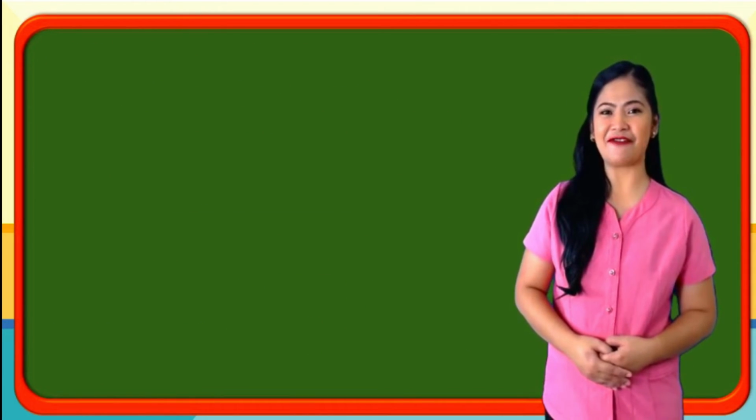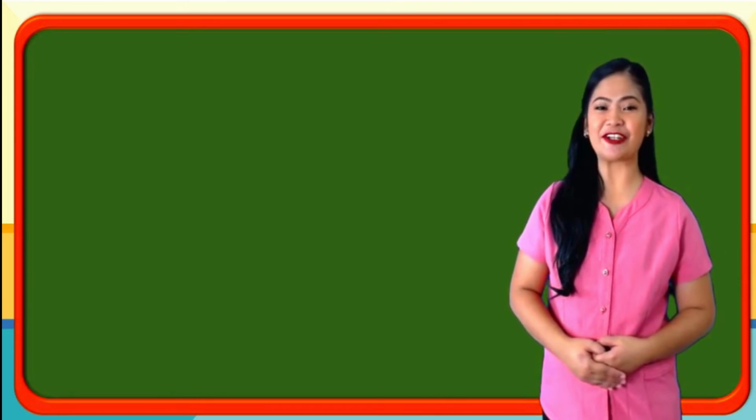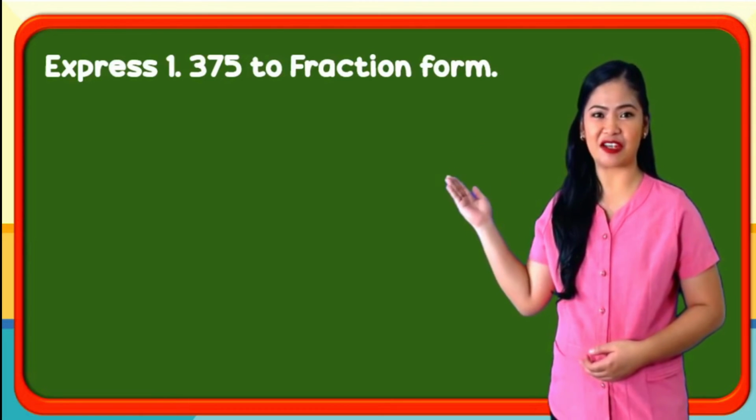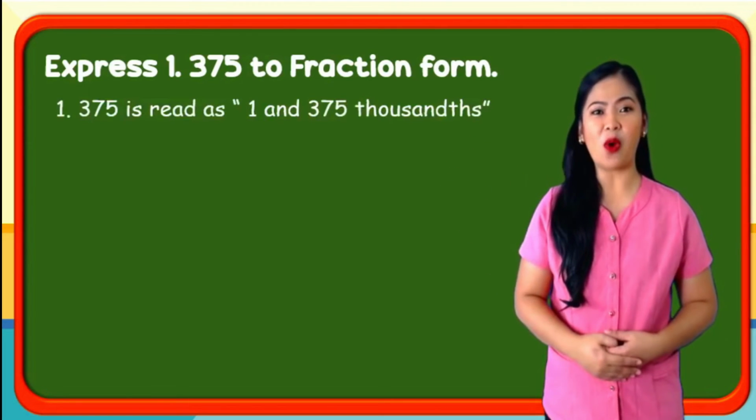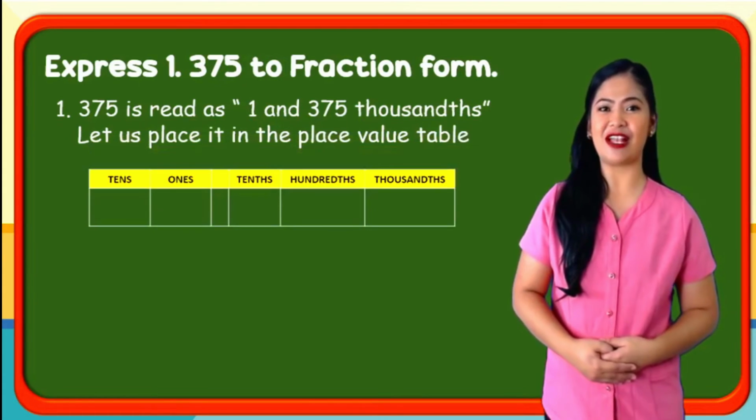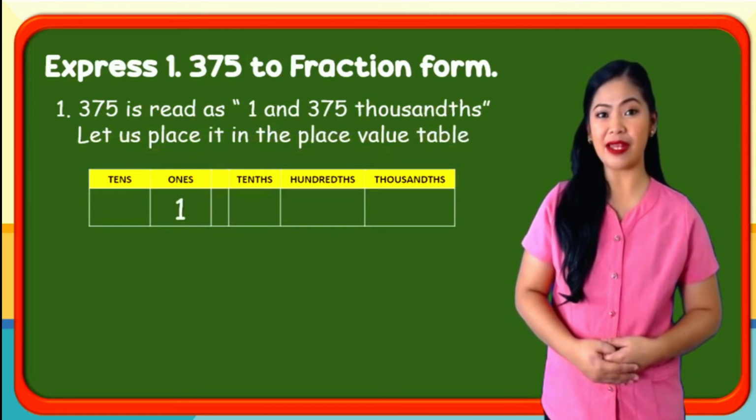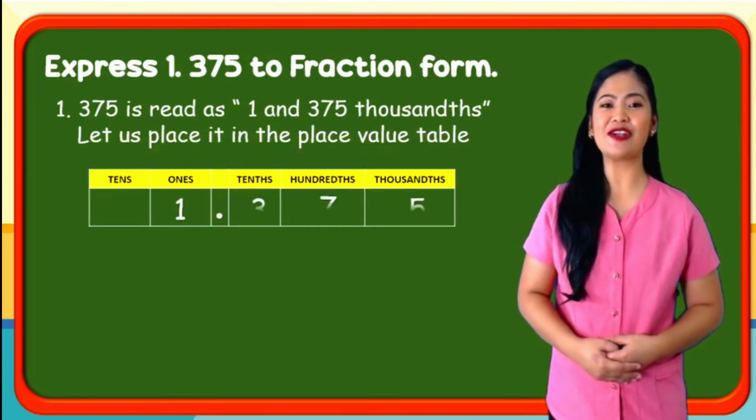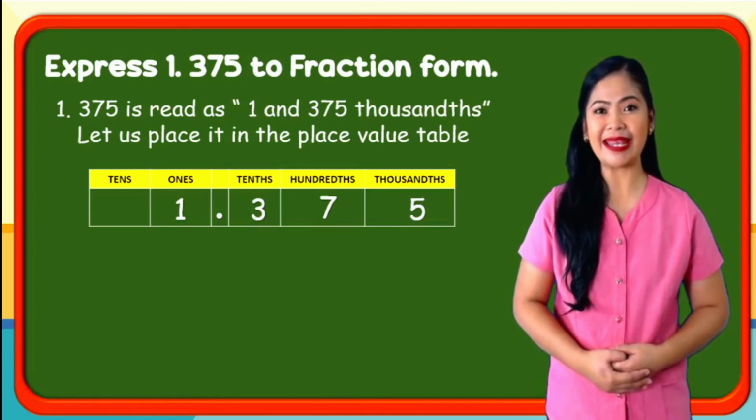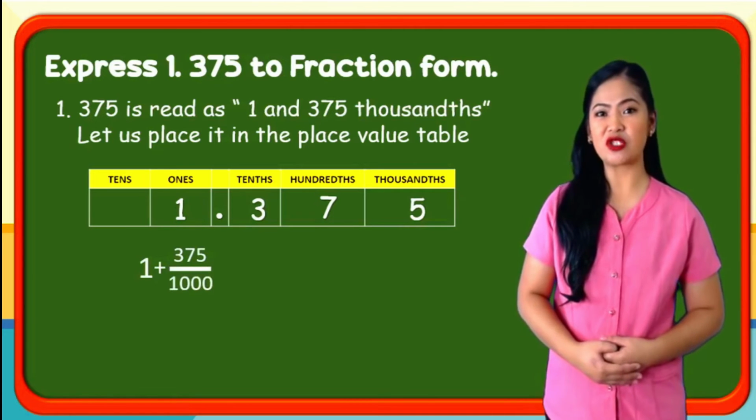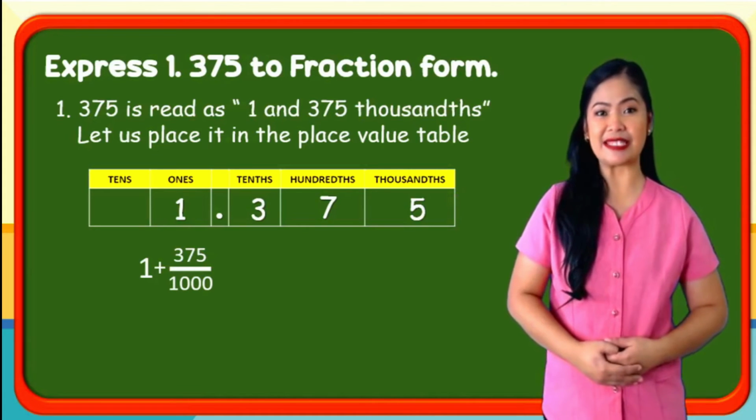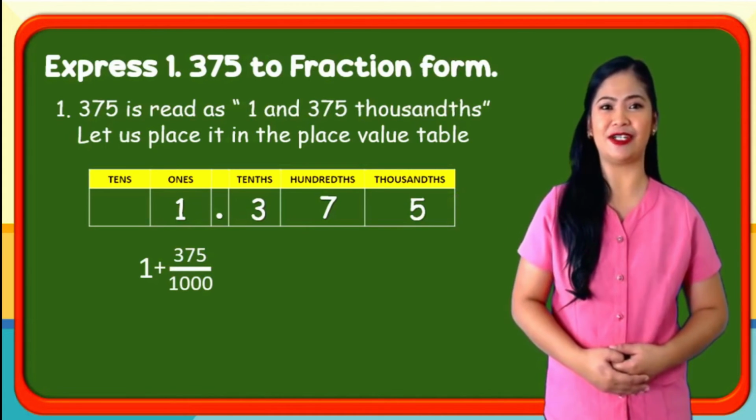This time, let us have an example with a number part greater than 0. Let us express 1.375 in fraction form. This is read as 1 and 375 thousandths. Placing it on the place value table, we will have 1 on the ones place and 375 on the fractional part. Then, we will have 1 plus the fractional part, which will be 375 on the numerator, and thousandths, its place value, as the denominator.